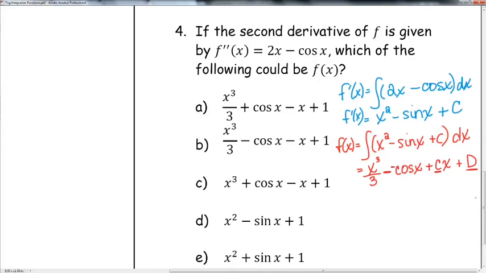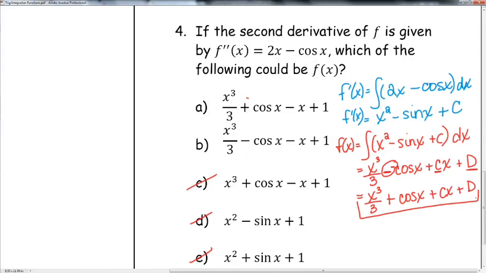So let's look. If I simplify this guy, I want you to notice that this right here creates a double negative, a positive. So I have x to the third over 3, and this becomes a positive cosine, plus some sort of number times x, plus a different number. Or it could be the same one, but we just don't know. And so what we're looking at is which one gives a very similar form to this. Well, you can automatically get rid of d and e because they are not even x to the third. You can get rid of c because it's not being divided by 3. So that leaves us with a and b.